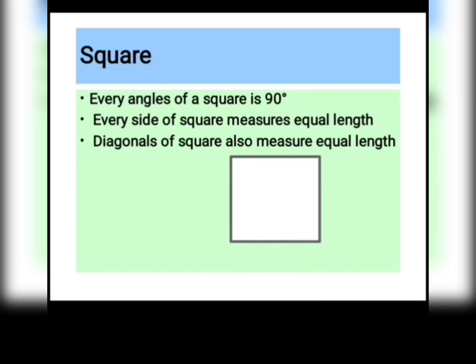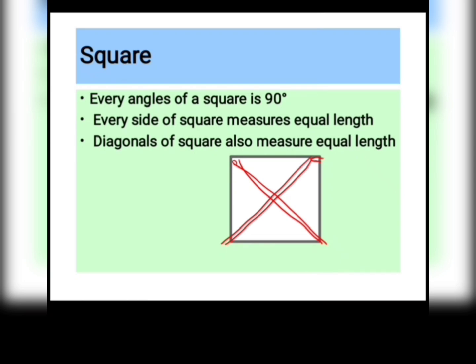For a square, each side measures equal length. If this side measures 5 centimeters, these 3 sides also measure 5 centimeters of length. Diagonals also measure equal length. The length of these 2 diagonals will also be equal for a square.